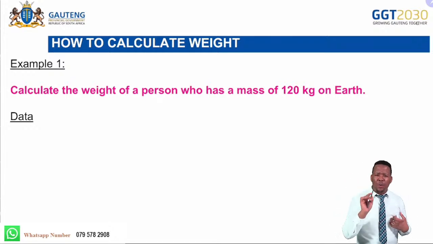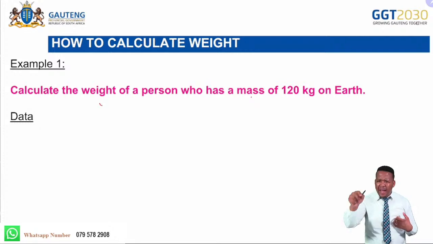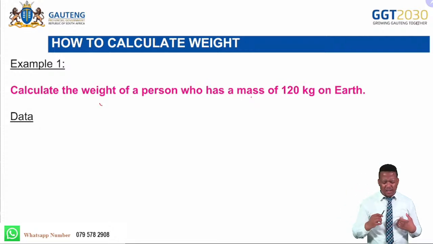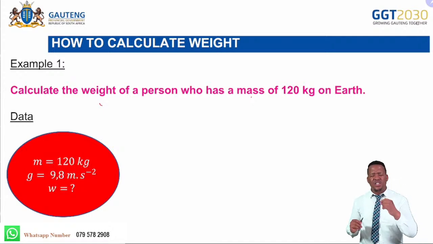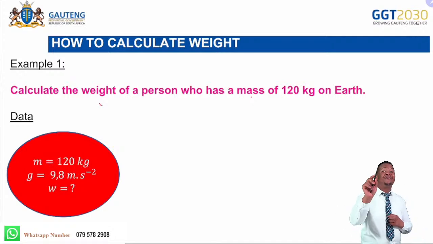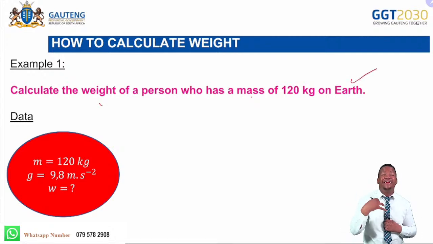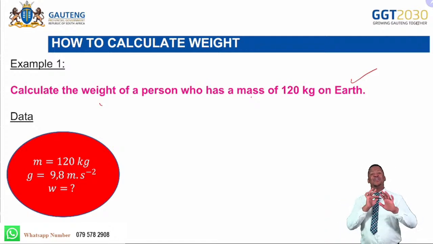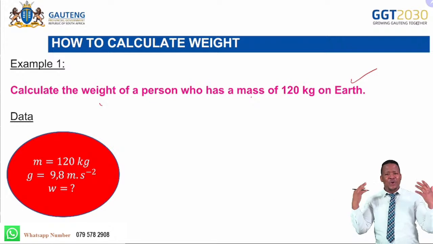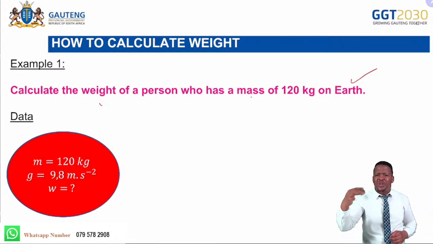If you look at our question, we talk about weight, we talk about mass, we talk about Earth. So that means we can compose our data. Here's our data. The mass of our person is 120 kilograms, and the gravitational acceleration on Earth is equivalent to 9,8 meters per second squared. But do we know the weight of our person? We don't know the weight.